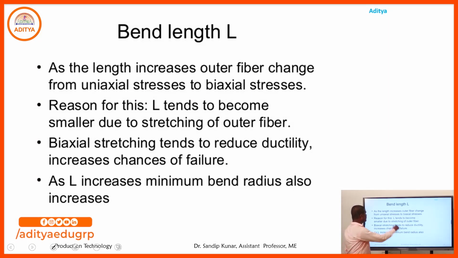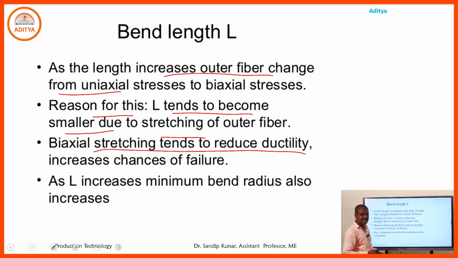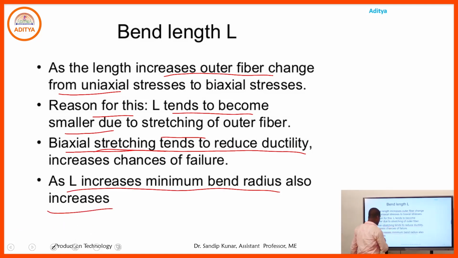Bend length: if length increases, the outer fiber changes from uniaxial stress to biaxial stresses. The reason is that length tends to become smaller due to stretching of the outer fiber. Biaxial stretching tends to reduce ductility and increases the chances of failure. And as length increases, the minimum bend radius also increases.